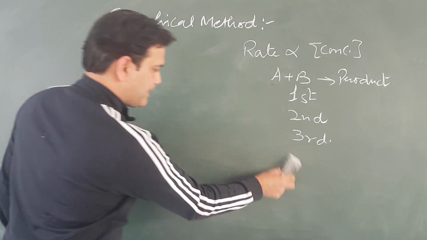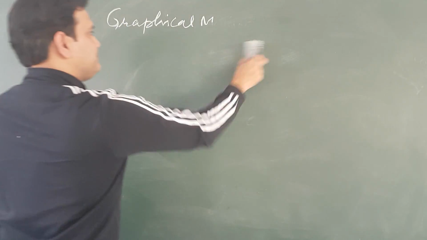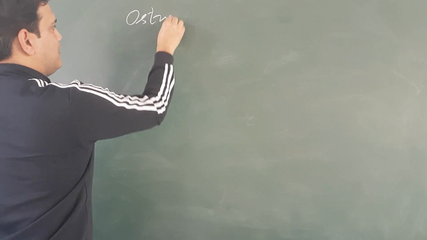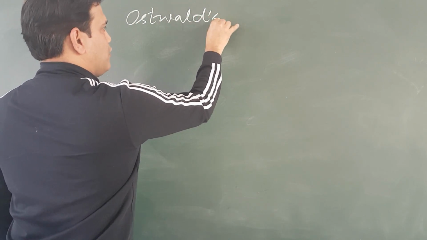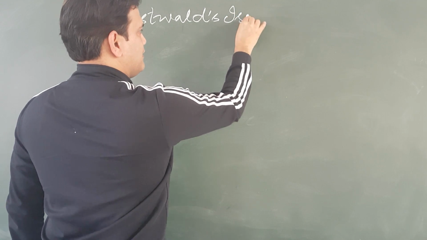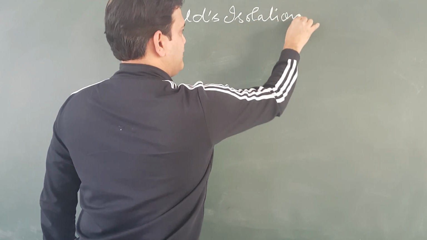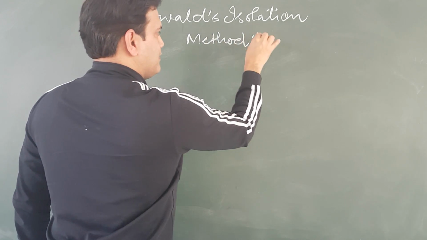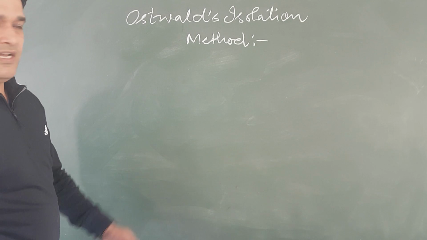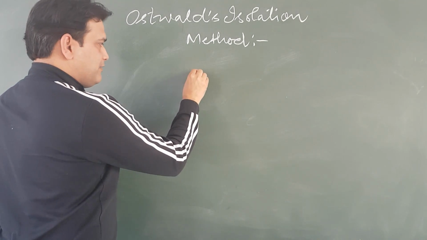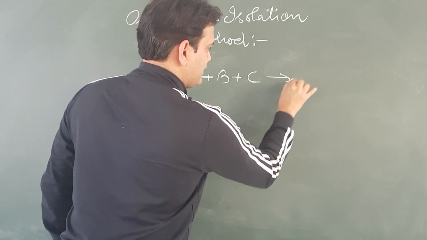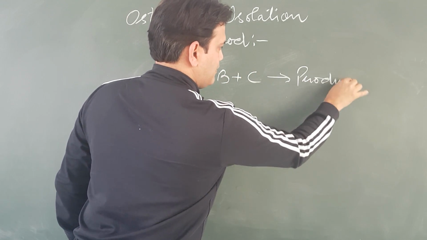Now, the next method is called Ostwald's isolation method. Ostwald's isolation method is used for reactions like A plus B plus C is equal to product.